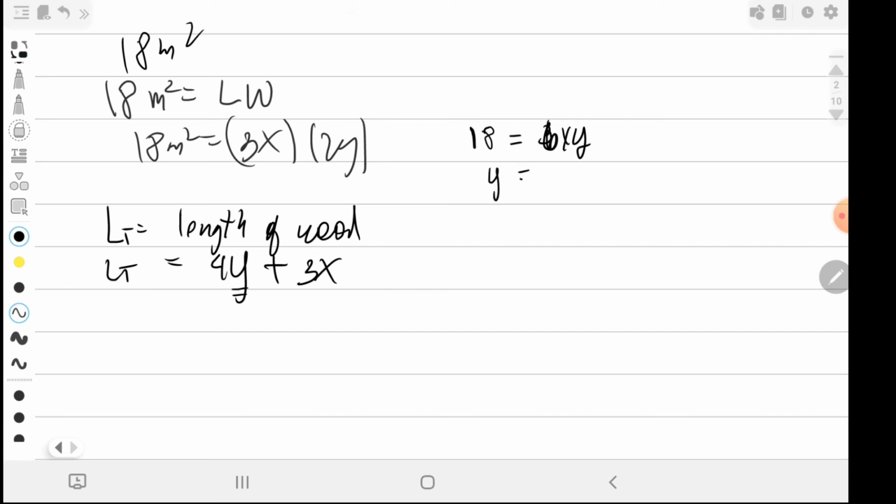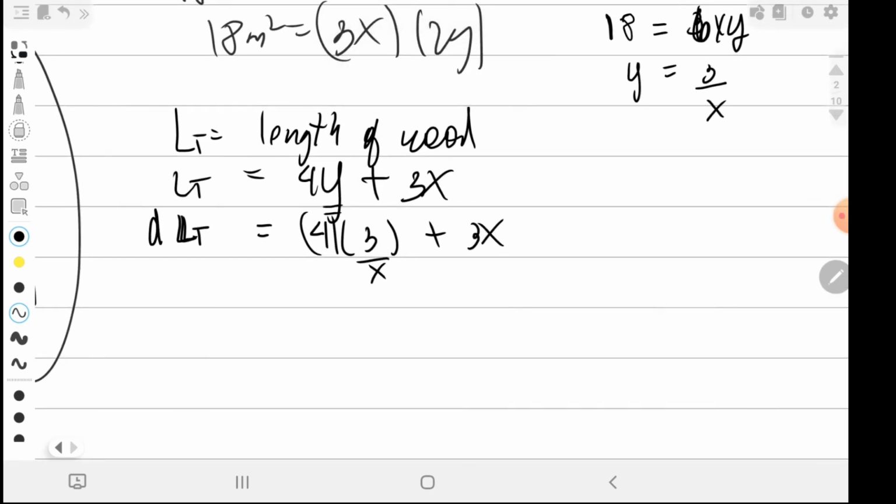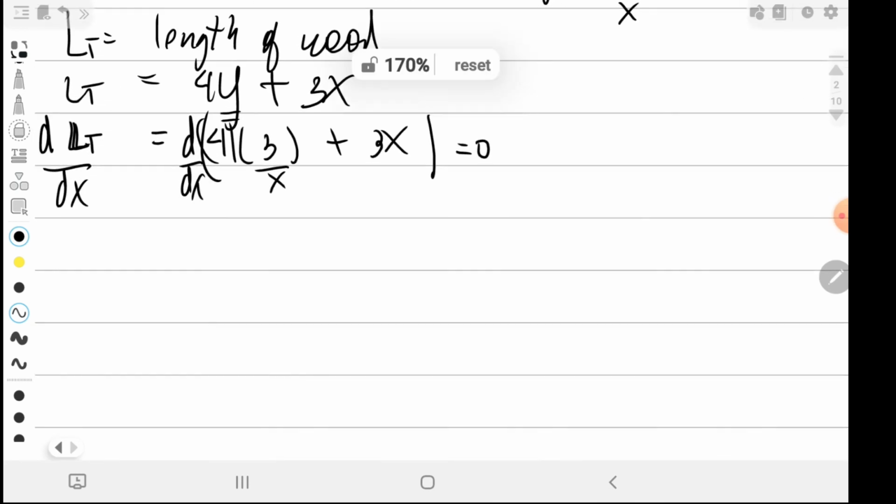So, therefore, I will have 18 is equal to 3 multiplied by 2 is 6xy. So, y in terms of x will be equal to 3 over x. Diba? So, 18 divided by 6 is 3 divided by x. So, therefore, from here, I will have 4 multiplied by 3 over x plus 3x. Okay? So, it is equal to our L total or the length total of the wood. So, from this, pag differentiate natin to with respect to x, okay, we are then setting it to 0, we are getting the minimum value of this one.